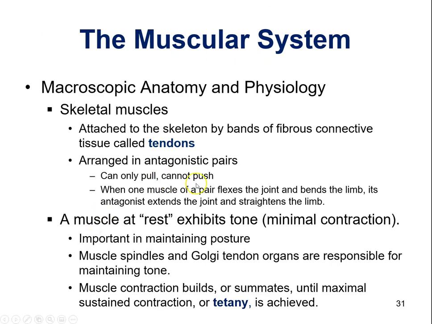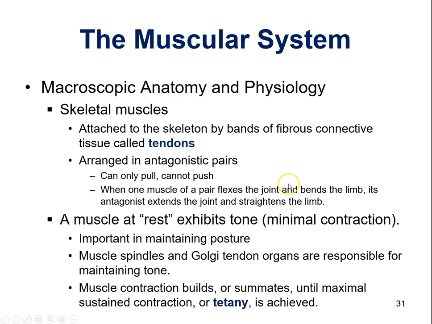They're arranged in antagonistic pairs. So what do we mean by that? Those are sort of opposites, right? When one is pulling, or contracted, its partner is going to be relaxed. And so that's what we mean by antagonistic pairs. So think about bicep and tricep.